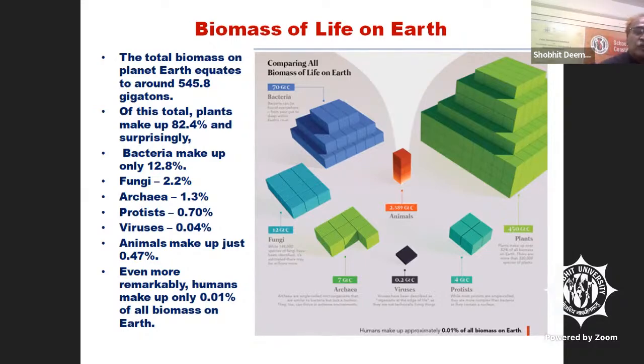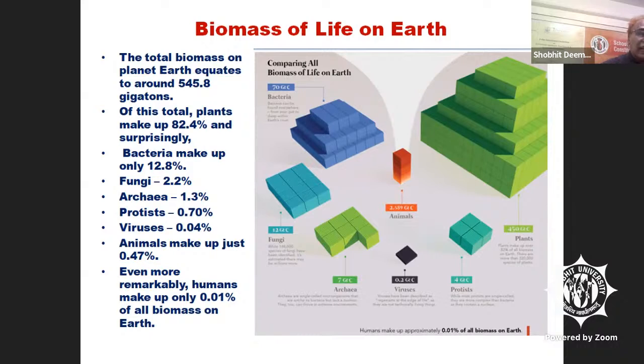Now, out of this, surprisingly, you will find that bacteria constitute only 12.58%. And these bacteria are responsible for the entire recycling. And fungi constitute only 2.2%. Protists constitute only 0.7%. Viruses constitute only 0.04%. And you have seen the power of the 0.04%. 0.04% is the biomass of the viruses in this biosphere.